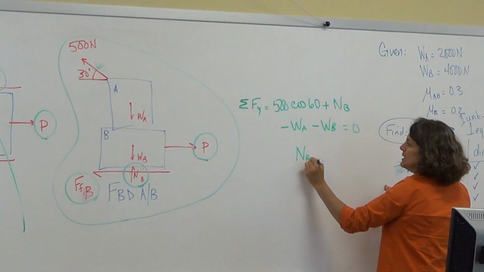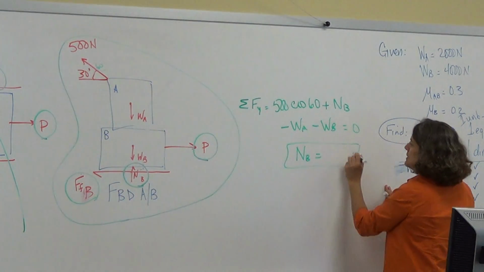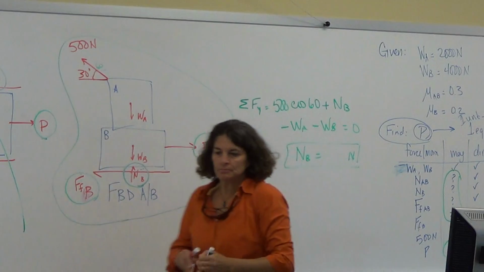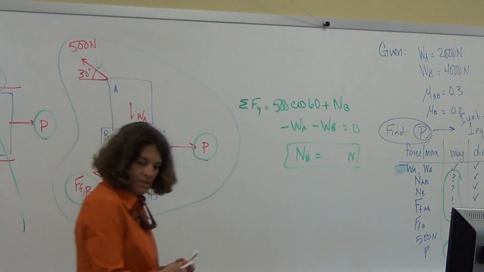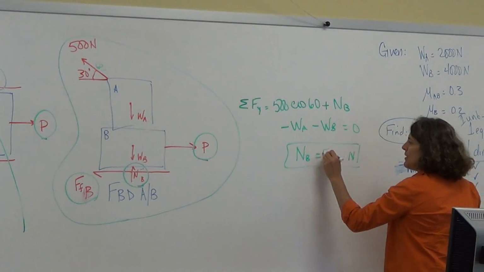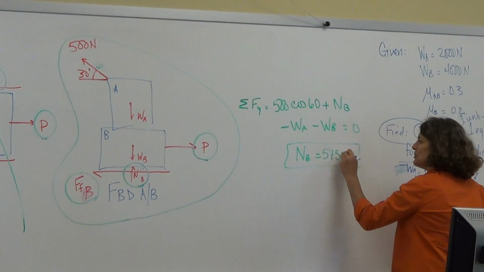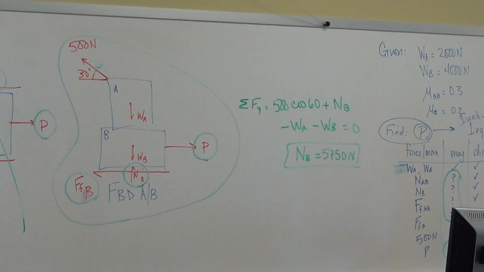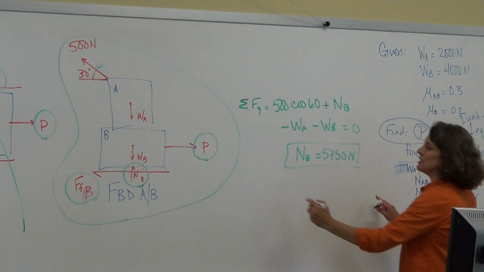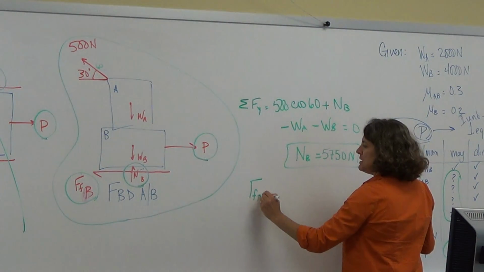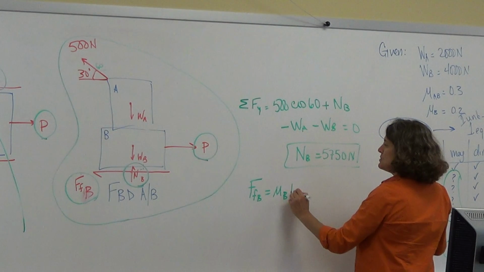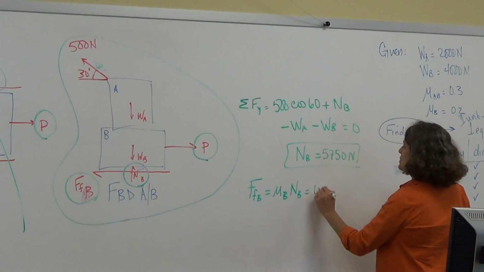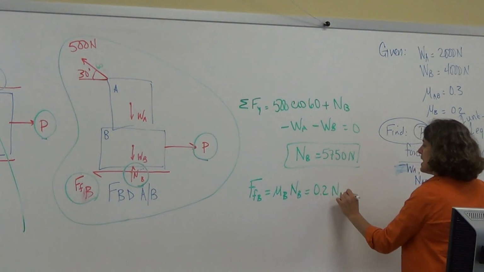And normal of B turns out to be 5750 newtons. What equation do you want to do next? Friction equation. Friction of B is equal to mu B times normal B, so it's 0.2 times NB.